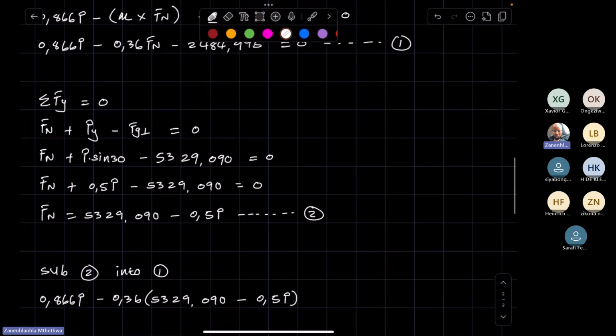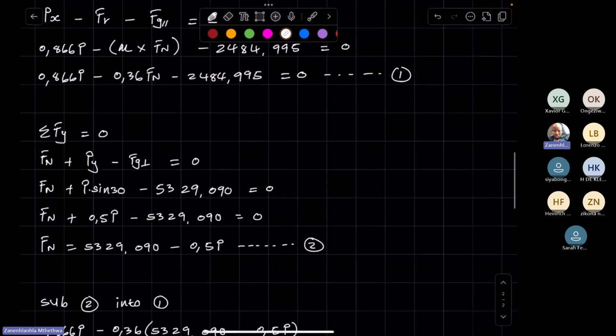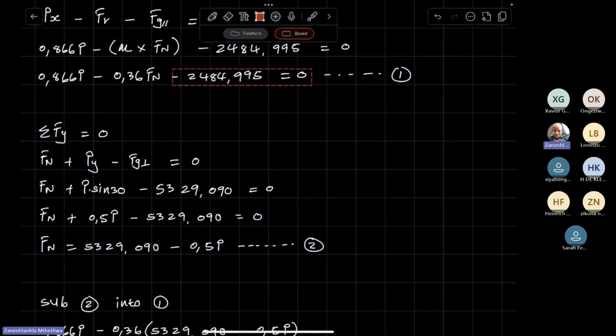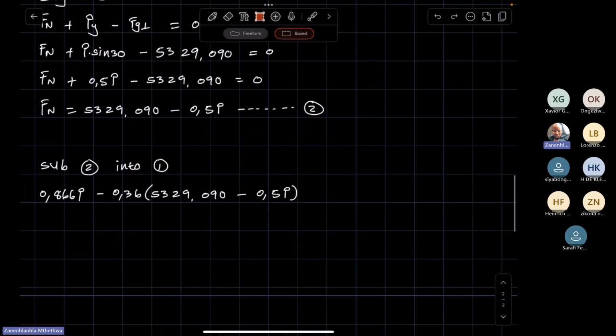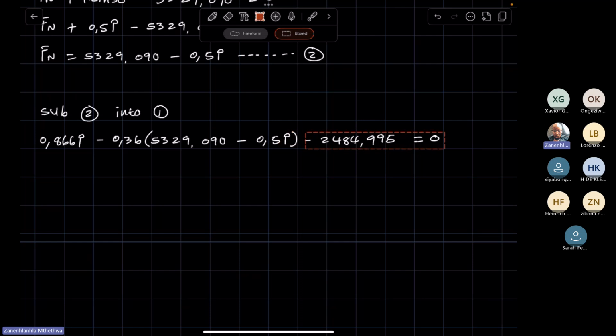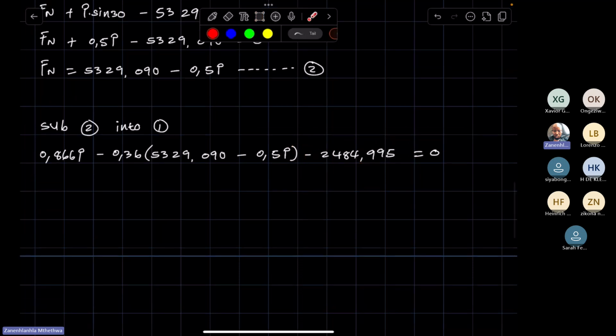Right, and then minus the 2484, minus this is equal to 0. Right, so when we substitute the second equation into the first, this is what we get. Right, then now you get rid of the parentheses.